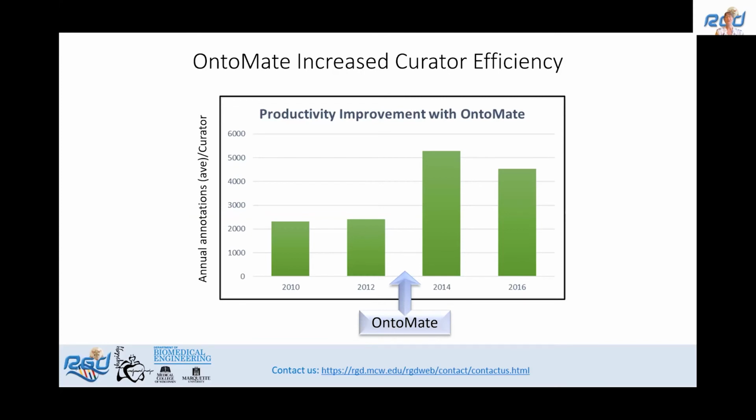So when we looked at this, Ontomate was integrated into the curation software in 2013, and I think it's clear to see that it was a benefit to our curation efficiency, so that we were able to essentially double the amount of annotations per curator. So this is average annual annotations per curator, and you can see a very nice increase in the number of annotations that were possible by just integrating this search engine into the curation software.